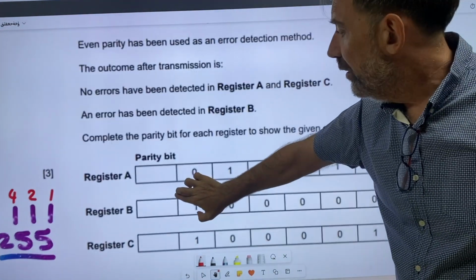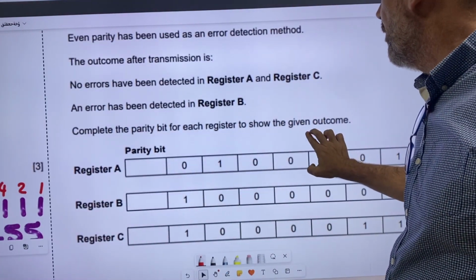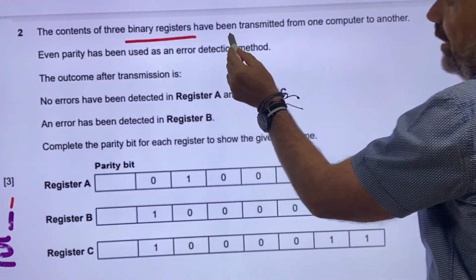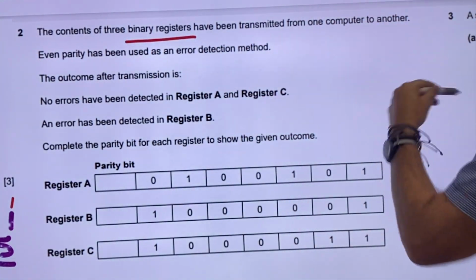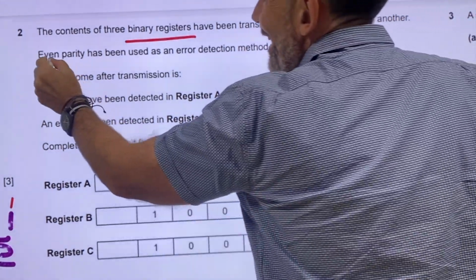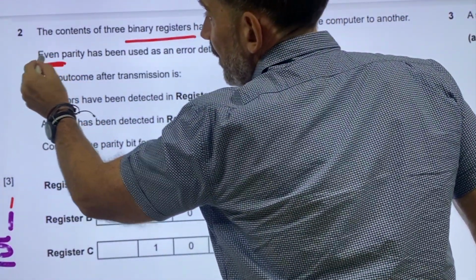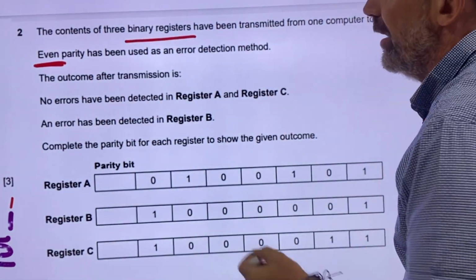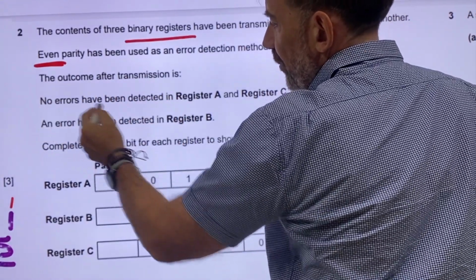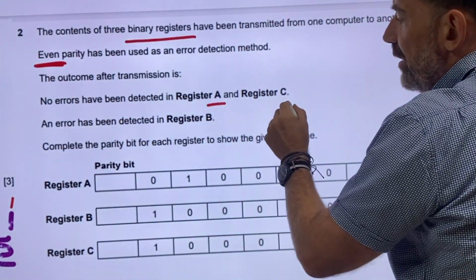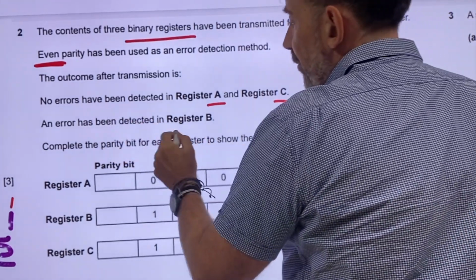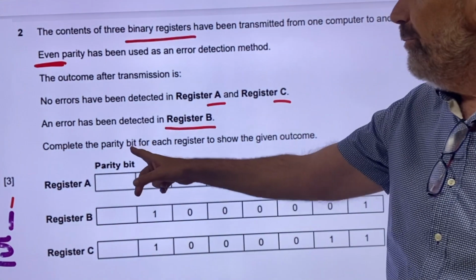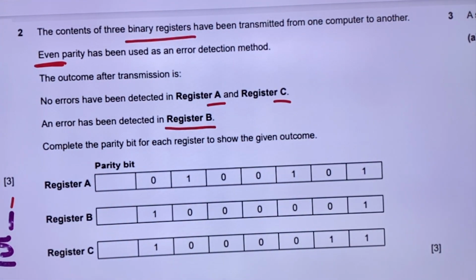Another easy one. It's a lovely paper, this one. I know it's a specimen paper. The contents of 3 binary registers have been transmitted from one computer to another, across a network maybe. Okay, this is the key word: even parity has been used as an error detection method. The outcome after transmission is no errors have been detected in A and C. An error has been detected in register B. Complete the parity bit for each register to show the given outcome.